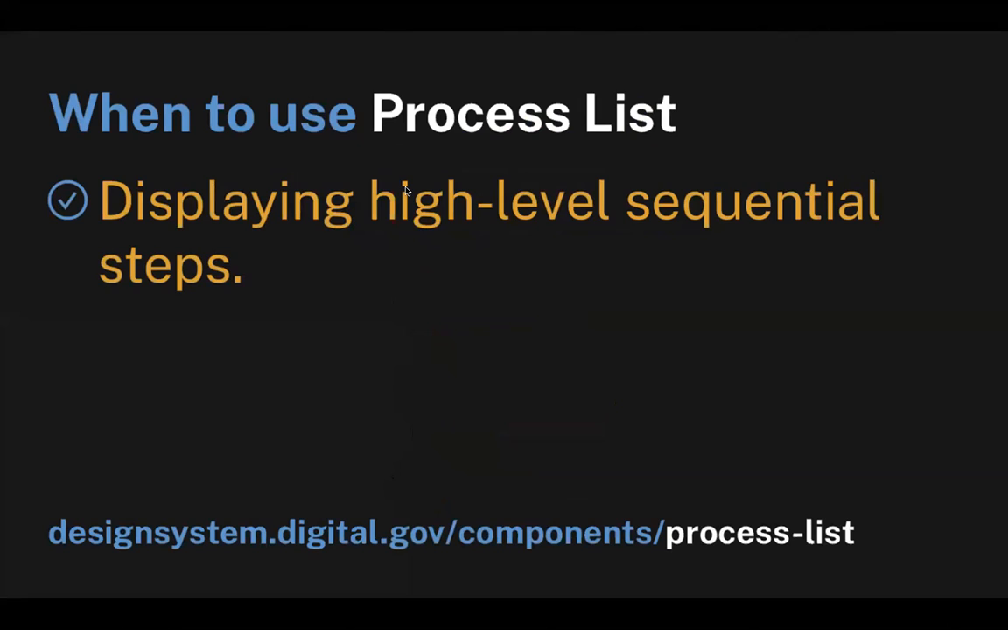So when do we use a process list? High-level sequential steps. You'd use a process list to create a clear hierarchy and help users easily differentiate between individual steps or stages in an important process.